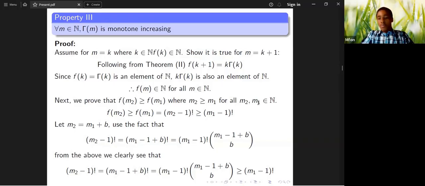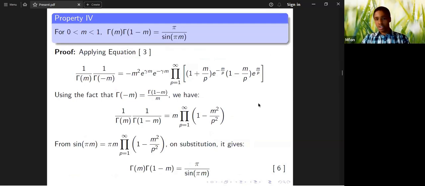But we already know that m1 and b are both natural numbers. That means m1 plus b minus 1 is going to be a natural number, and b as well is a natural number. So we already know that this has to be greater than or equal to 1. So when we do this, we clearly see that f of m2 is greater than f of m1. That means it's increasing.